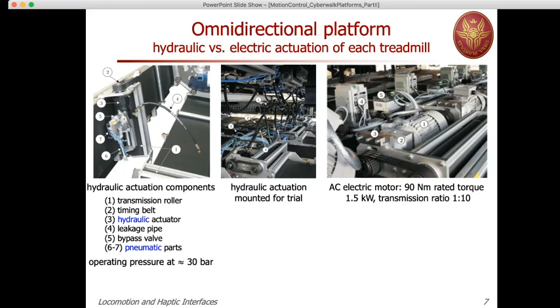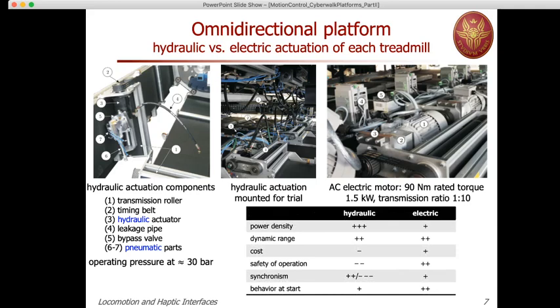Now, there has been a comparison in terms of a number of characteristics. So these are general concepts. In fact, you compare power density: if you compare for the same total weight of the actuator, what is the maximum power delivered? In this sense, hydraulic actuation is much better than electric. Dynamic range is quite similar.